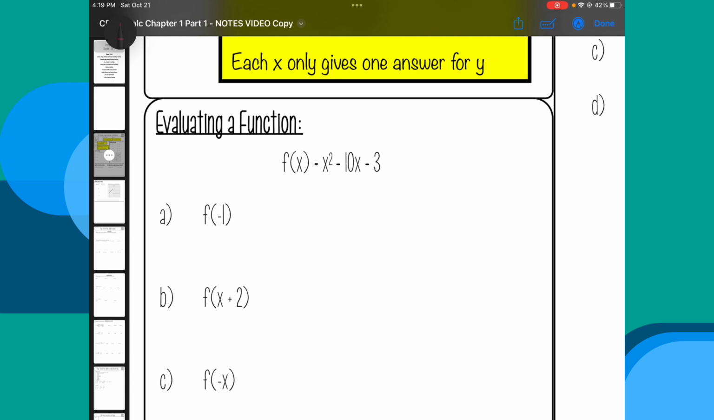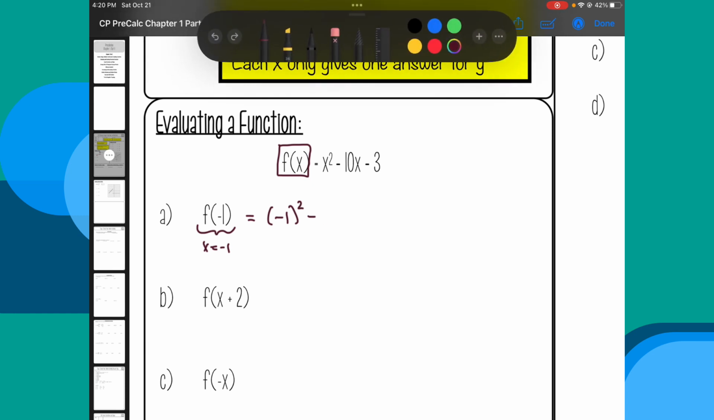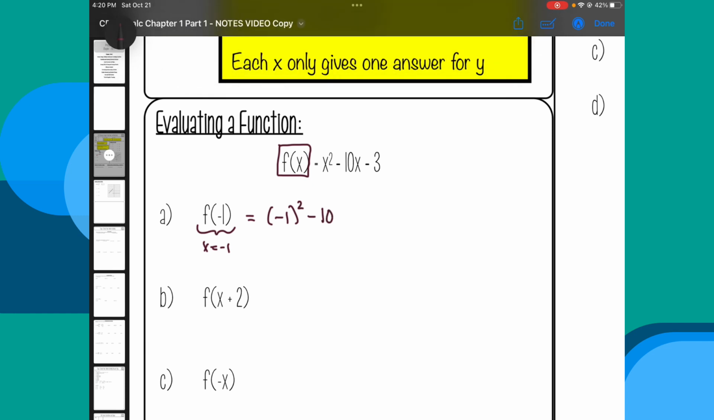So let's start with evaluating. So we have this function f of x, and f of x is just kind of the fancier way to say y. So this is function notation, and that just means y. It says f of x is equal to x squared minus 10x minus 3. So this means that we are taking x and letting it equal -1. So we're going to plug in (-1) squared minus 10 times -1 minus 3.